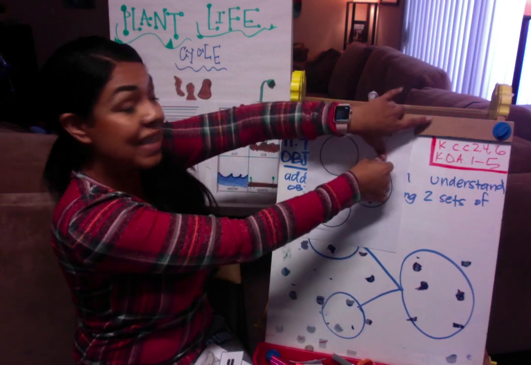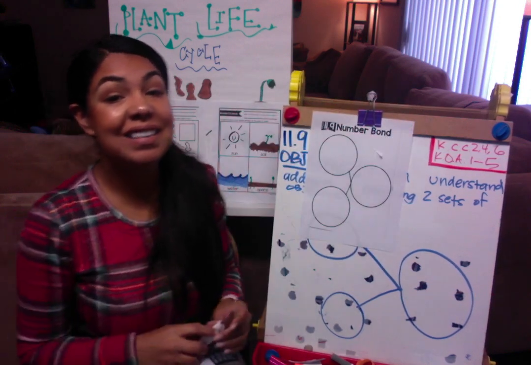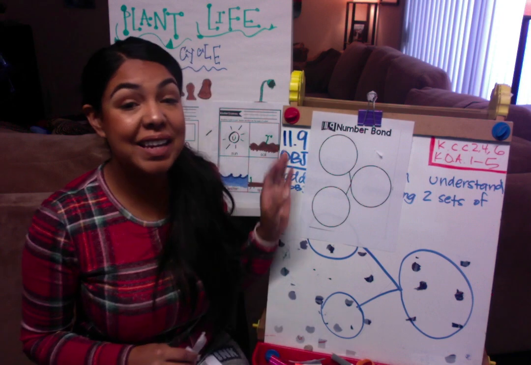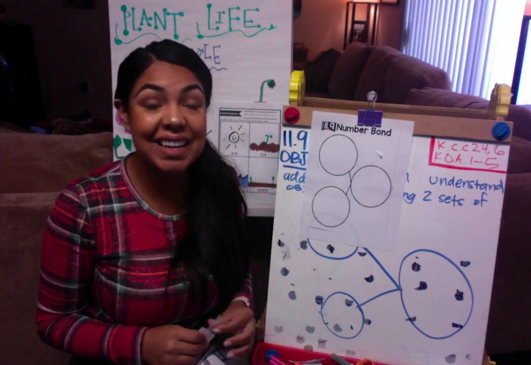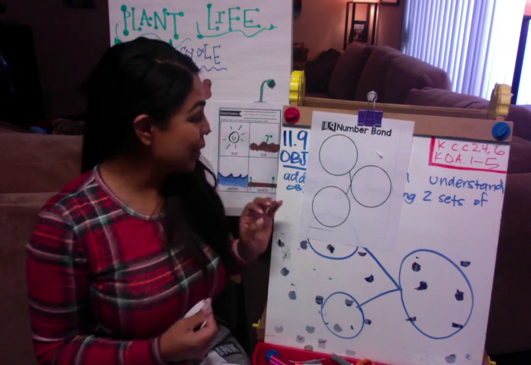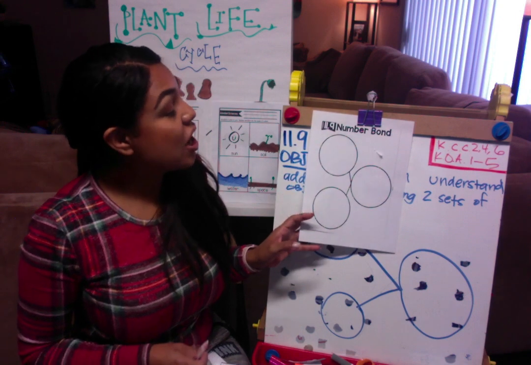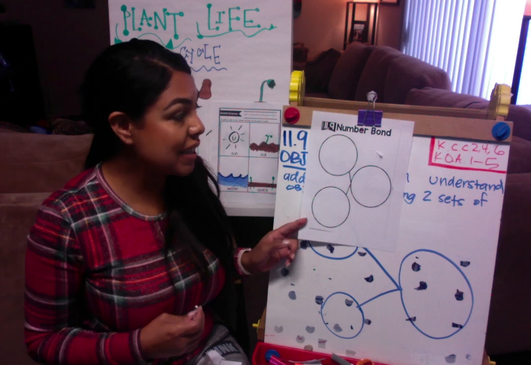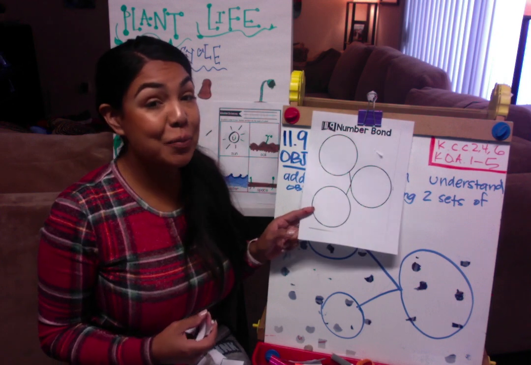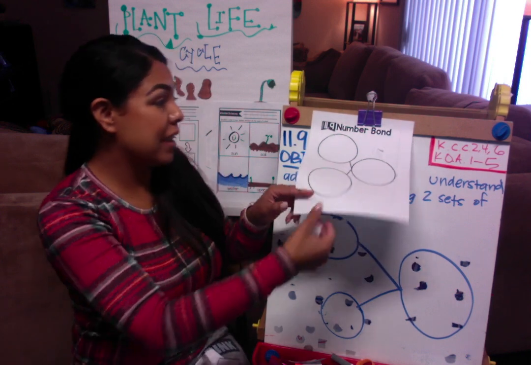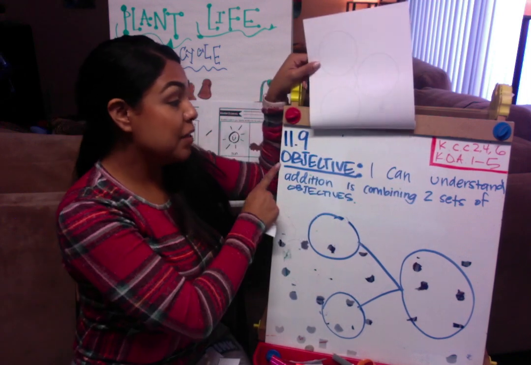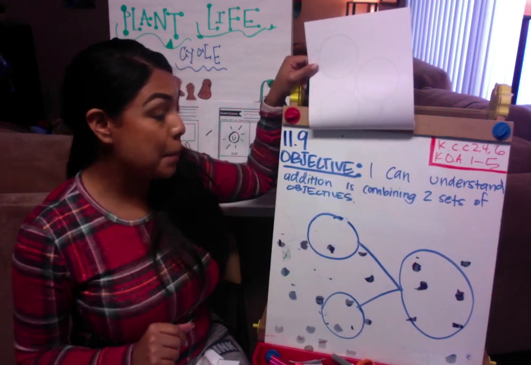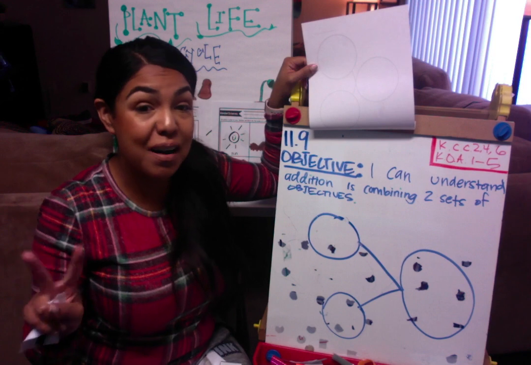Hello, boys and girls. Today we will be focusing on Kinder Unit 11.9. So I'm very excited because this one's going to be fun. And our standard for this lesson is counting cardinality 2 through 6 and operational algebraic thinking number 1 through 5 for Kinder standards. Our objective today is I can understand addition is combining two sets of objects.